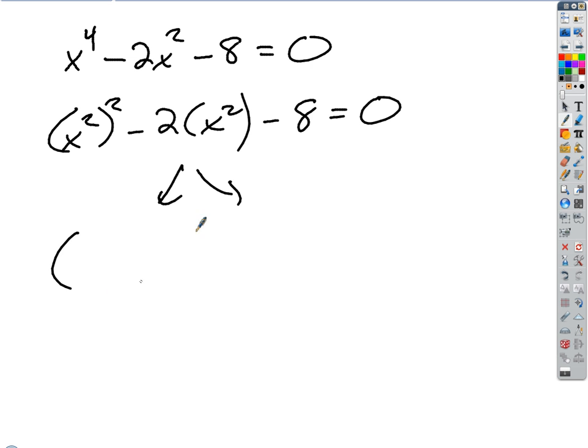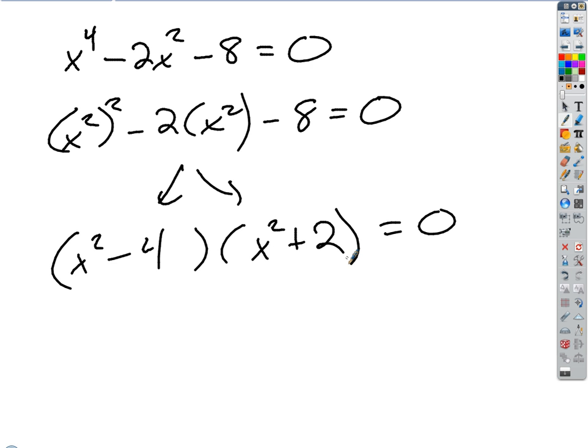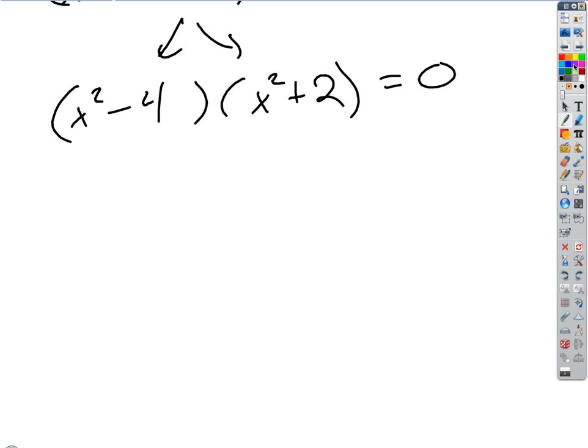So what's that going to look like then? What are my two factors going to be? If my magic numbers are negative 4 and positive 2, tell me what to write. x squared minus 4 and x squared plus 2. Okay. So if we're only looking for real solutions then, what are they? Plus or minus 2. Everybody see that?